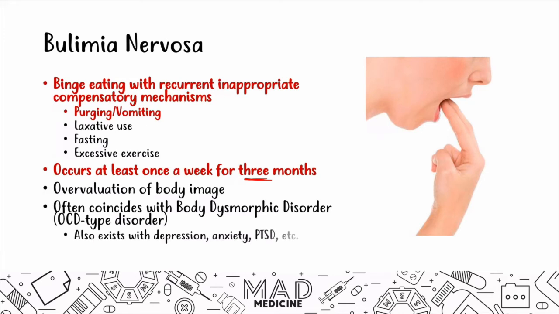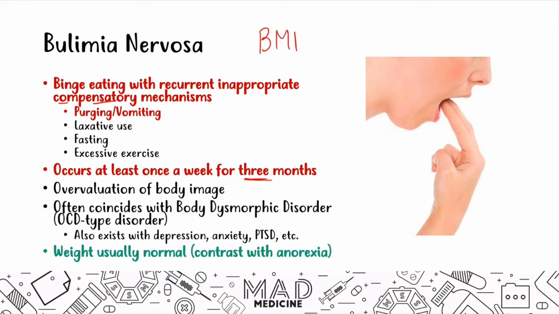Now, one other thing to keep in mind is that weight in bulimia is usually going to be normal because of the fact that they are compensating for the binge eating. Now, they're not compensating to the amount that anorexic patients are compensating, right? Because in anorexic patients, the BMI is less than 18.5. In bulimia, the BMI is going to be greater than or equal to 18.5, okay? It's not going to be less than. When it's less than 18.5, you have anorexia. So if you see a patient with this symptoms, with this presentation, look at their BMI. That will give you a good clue if it's anorexia or bulimia.